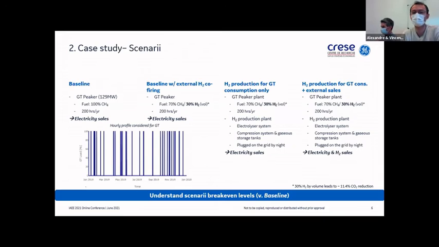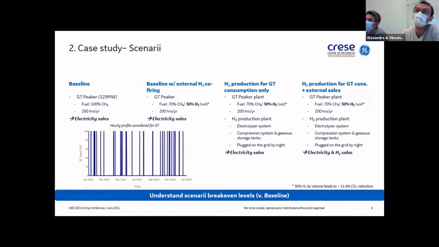Yes, I'm going to present the case study we've considered, and specifically the different scenarios we've looked at. The first one, on the left side, is the baseline. We assume a gas turbine power plant of 129 megawatts, running 200 hours a year, and fired with pure natural gas, in this case pure methane. The profile of the gas turbine is shown at the bottom of the screen with the blue curve. In the business case, we make revenue by selling the electricity. So this is the baseline, and we compared all the other scenarios to this baseline. This is a choice we made.